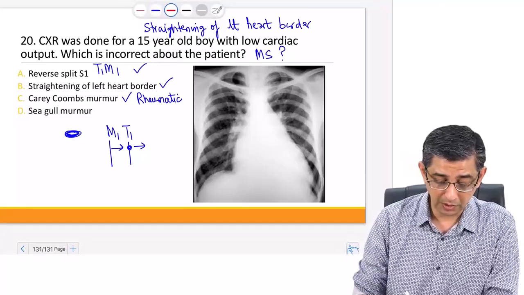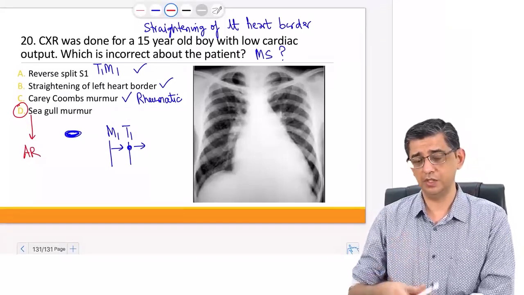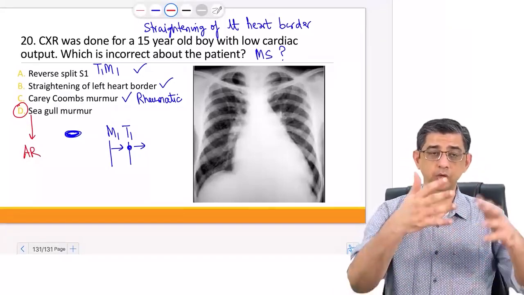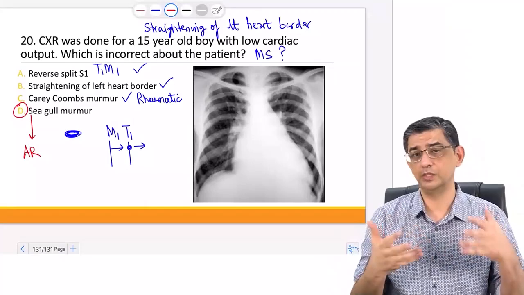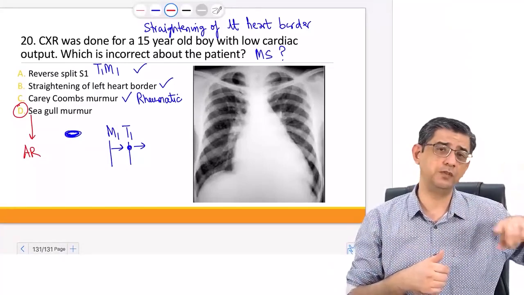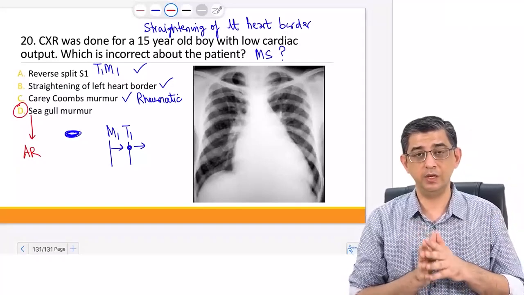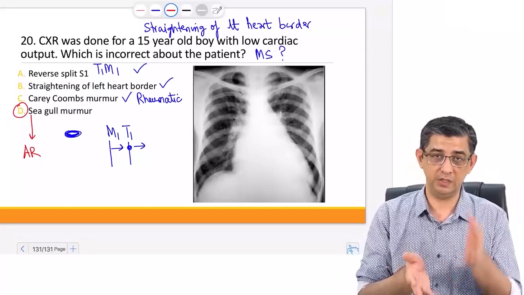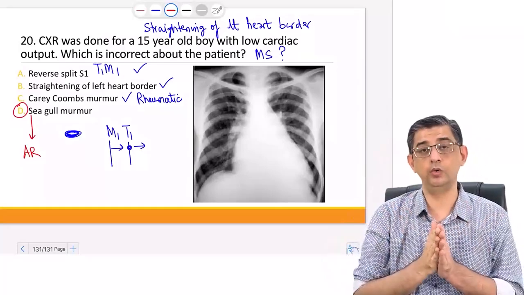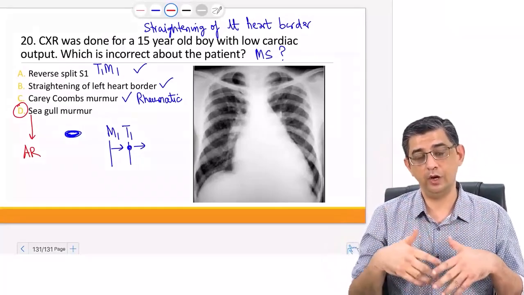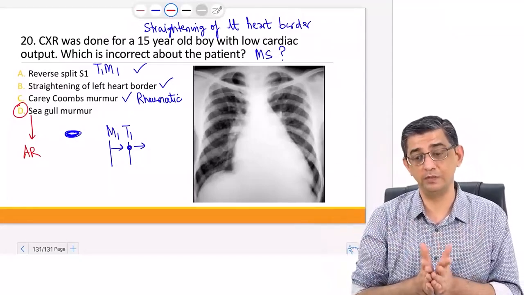Seagull murmur, which is the answer to this question, is a feature that you see with aortic regurgitation. For seagull murmur, I have explained it like this: if an ambulance is coming towards you, the siren of the ambulance will become much louder to you. But as the ambulance goes away from you, passes by you, the sound will fade away. Similarly, if we talk about a bird in the sea, a seagull, right? When it's flying over you, you can hear the loud noise produced by the bird. But as the bird flies away, the intensity of the noise will decrease.